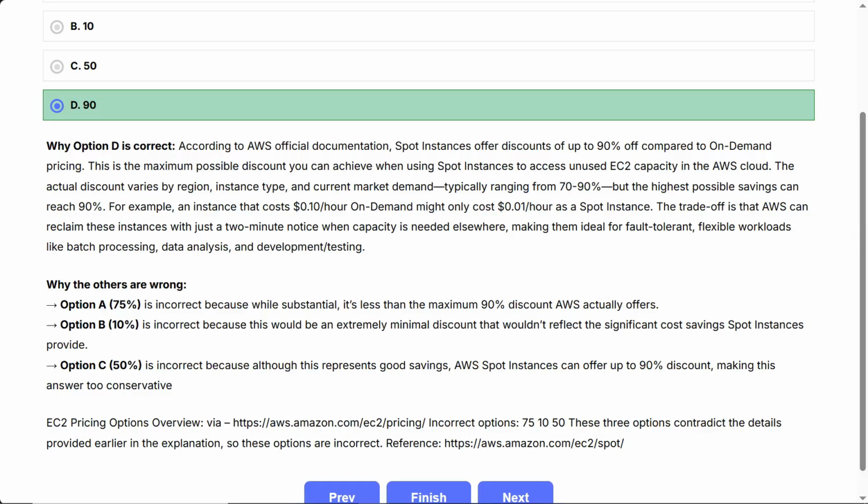Option A, 75%, is incorrect because while substantial, it's less than the maximum 90% discount AWS actually offers. Option B, 10%, is incorrect because this would be an extremely minimal discount that wouldn't reflect the significant cost savings spot instances provide. Option C, 50%, is incorrect because although this represents good savings, AWS spot instances can offer up to 90% discount, making this answer too conservative.